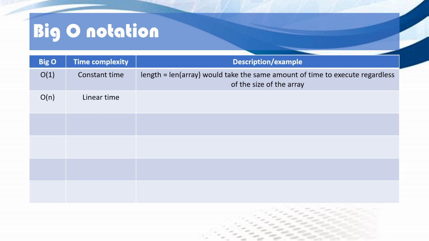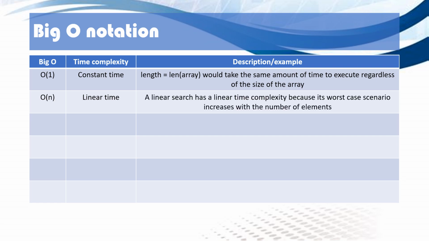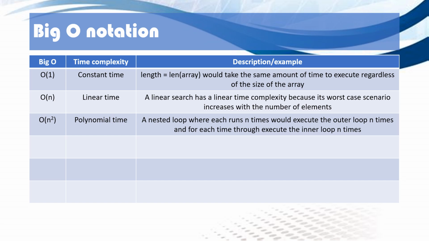O(n) means linear time. A linear search has a linear time complexity because its worst case scenario increases with the number of elements. O(n²) refers to polynomial time. A nested loop where each runs n times would execute the outer loop n times, and each time through execute the inner loop n times, giving a value of n².